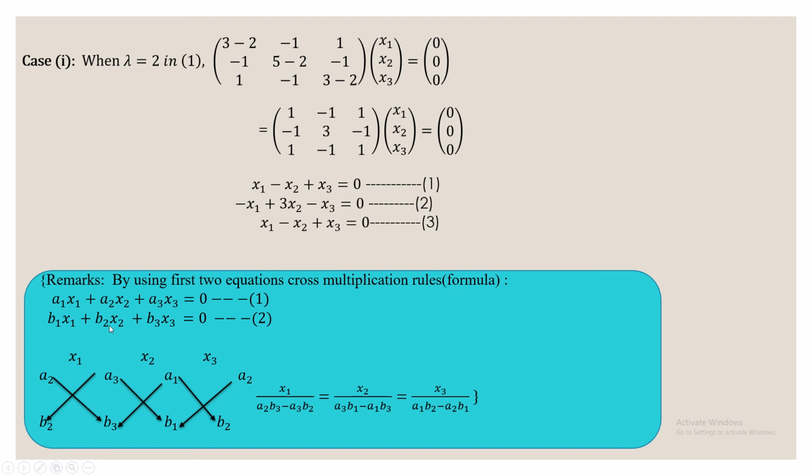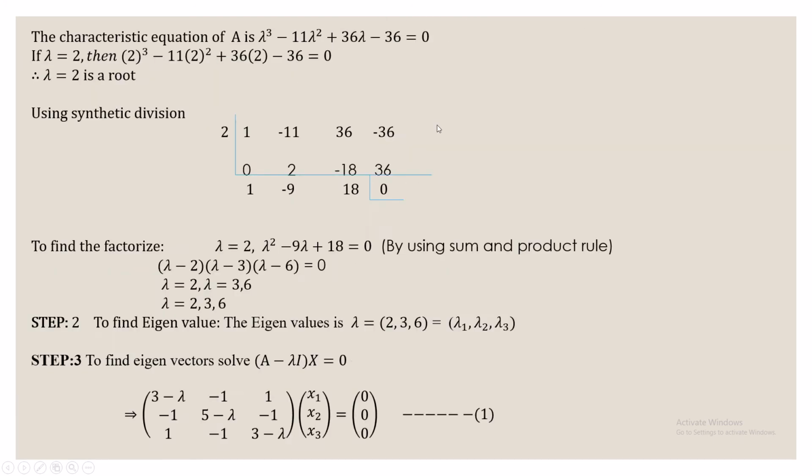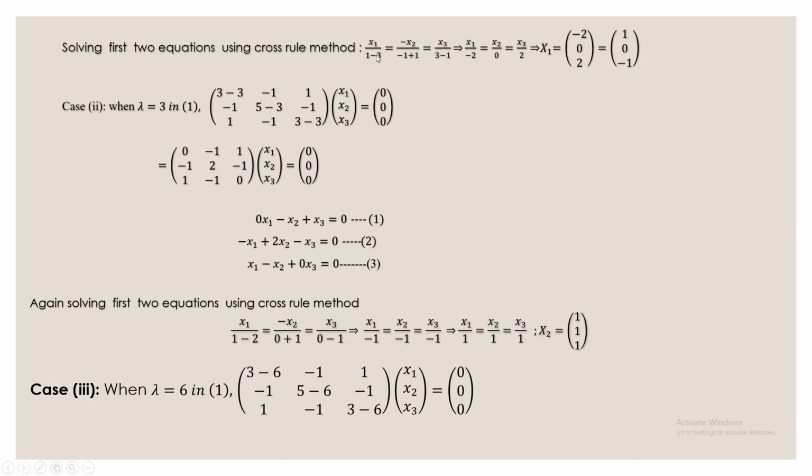For x1, you just have to take the value here. What are x1, x2, x3 now? You have to put them over here. Now substitute the corresponding values, and you will get x1 by 1 minus 3, minus x2 by minus 1 plus 1, which is equal to x3 by 3 minus 1. When you simplify, x1 you will get 0, x2 you will get 0, x3 you will get 2.